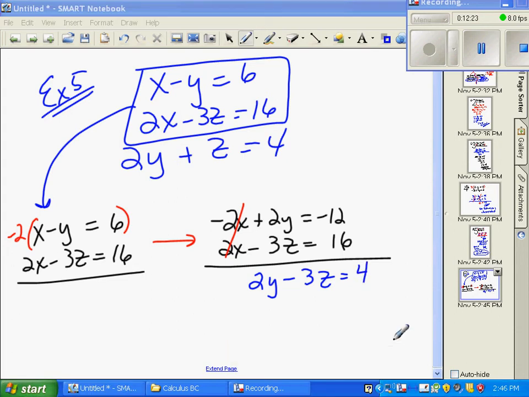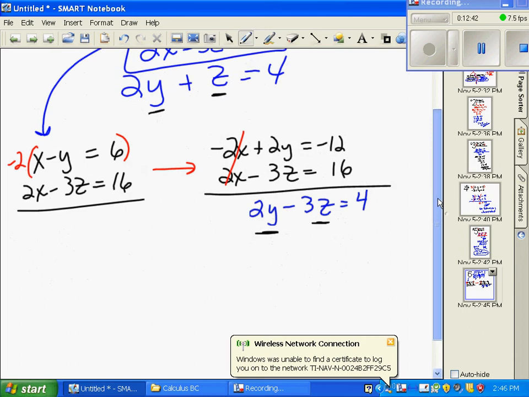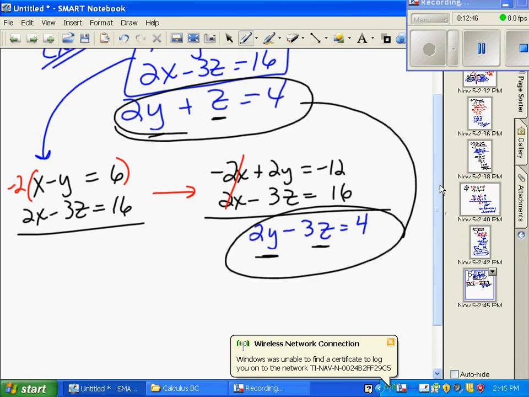Now I'm going to look at my third equation that I haven't looked at yet. I have not addressed that one yet. Notice the equation I just finished up with has y's and z's in it. Go to that third equation, it has y's and z's. Now what I can do is put those two equations together. So I'm going to take, I'm circling them in black, this one, and put those two equations together.